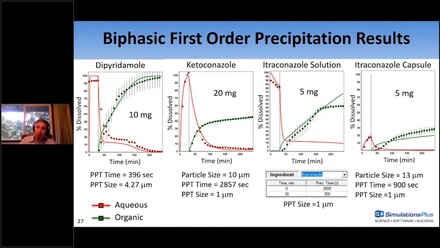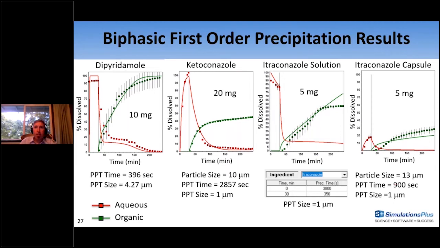Itraconazole capsule had a precipitation time of 900 seconds. So, again, that would maybe correspond to the solution having higher levels of supersaturation all at once, whereas the capsule is dissolving more slowly. So you get a slightly larger precipitation time for the capsule, just because there's lower levels of supersaturation in the vessel.